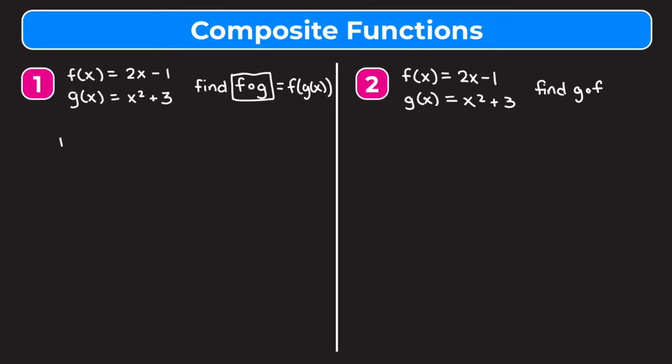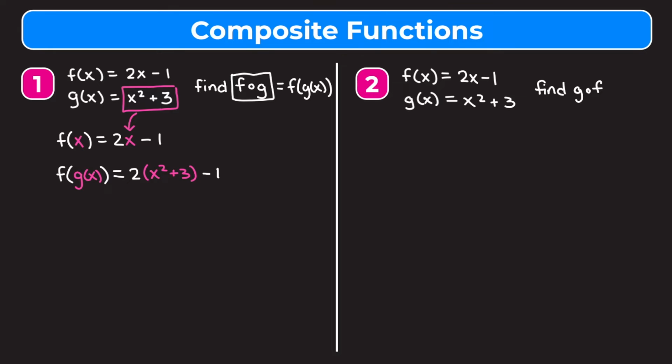I'm going to start by rewriting my f function. So I have f of x is equal to 2 times x minus 1. Now I want to find f of g of x. I know g of x is equal to x squared plus 3, so I need to plug that in for the x in my f of x function. So I'm going to have 2, and then instead of x, I'm going to use my g of x function, so 2 times (x squared plus 3), and I always want to put the function in parentheses, minus 1.